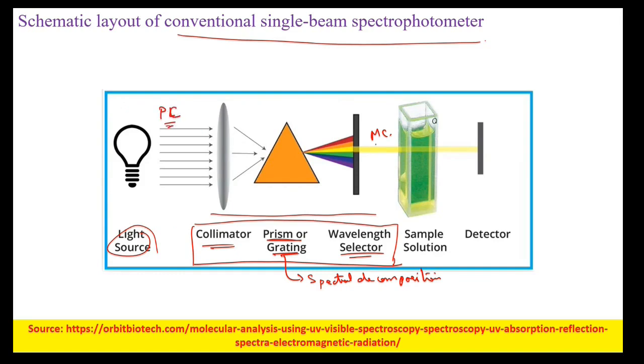Okay. Now this monochromatic light then interacts with the materials. Okay, and then the transmitted light is made incident onto the detector. So the main point over here is that the light which is interacting with the sample is a monochromatic light.